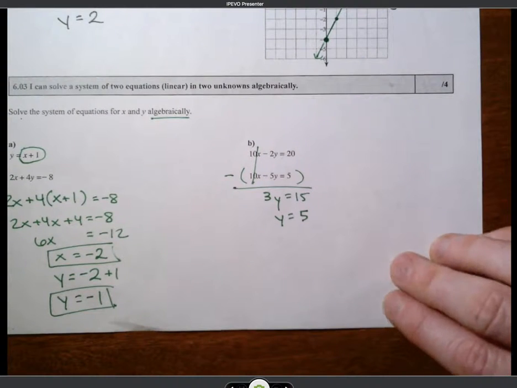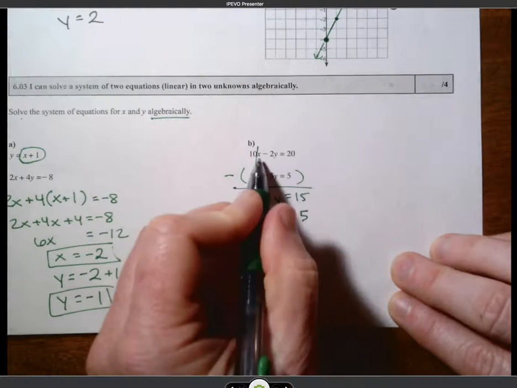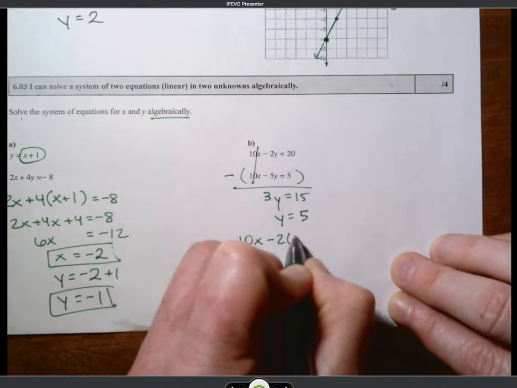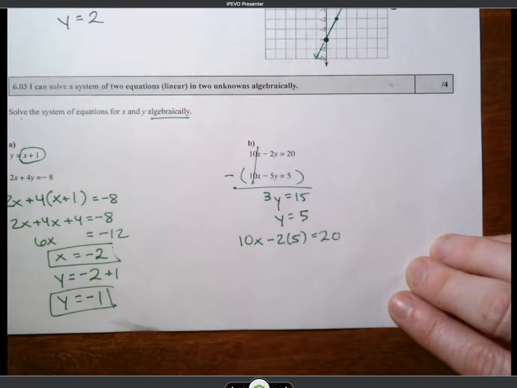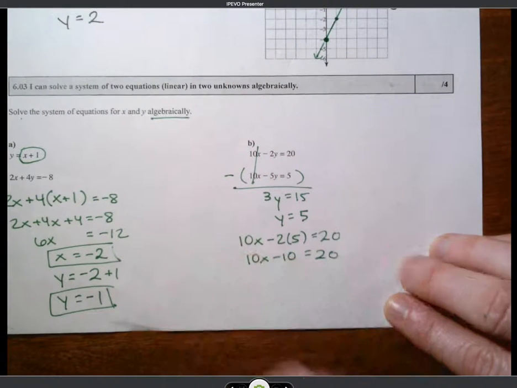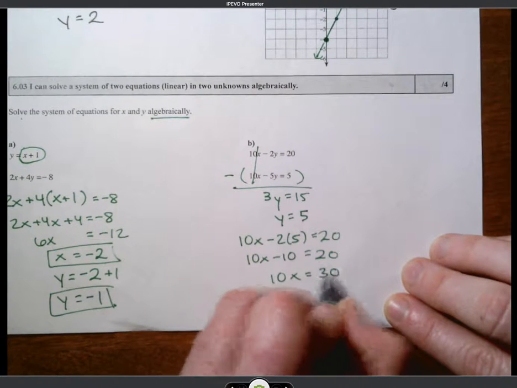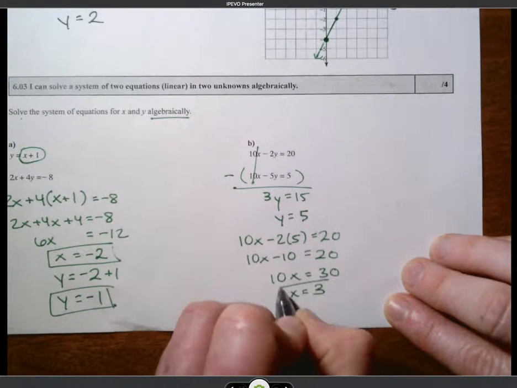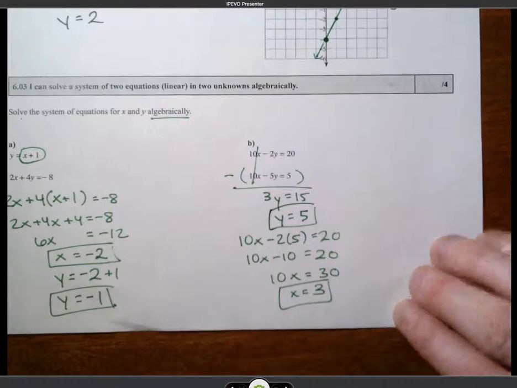Now, we need to find what x is. So we're going to go 10x. I'm going to plug it in up here. Minus 2 times 5 is equal to 20. So what x value makes this equation work? 10x minus 10, so 10x is equal to 30. So x is 3. x is 3. y is 5. Done.